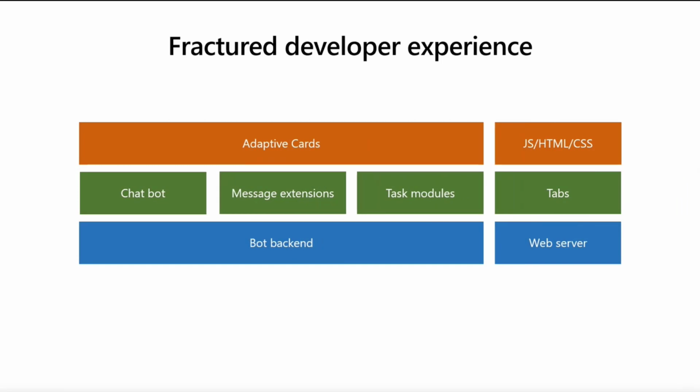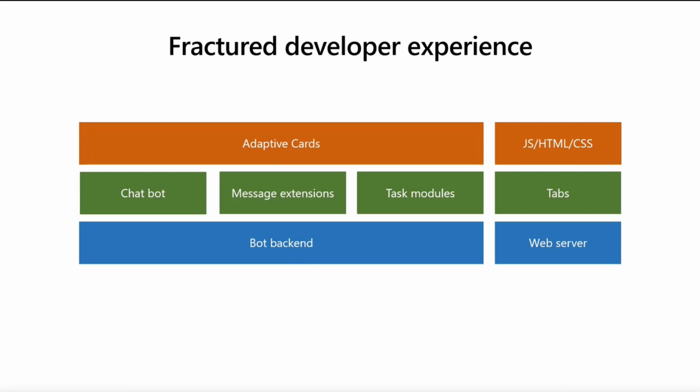Now the app's architecture is fractured. The developer had to spin up a separate web server to host their tab app, and they had to build the front end using the usual set of web tools. Perhaps they wrote some glue code so that their backends can talk to one another. At the end of the day, not only could you not reuse your previous investments, but you're now on the hook for maintaining 2 different stacks.